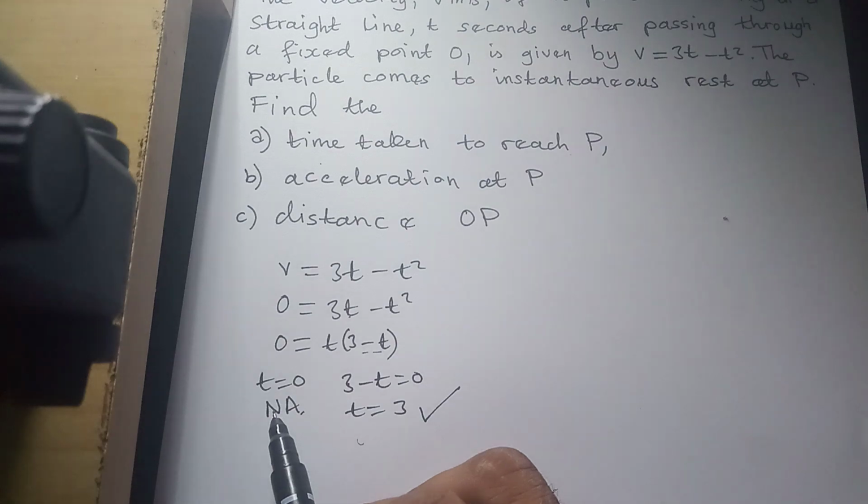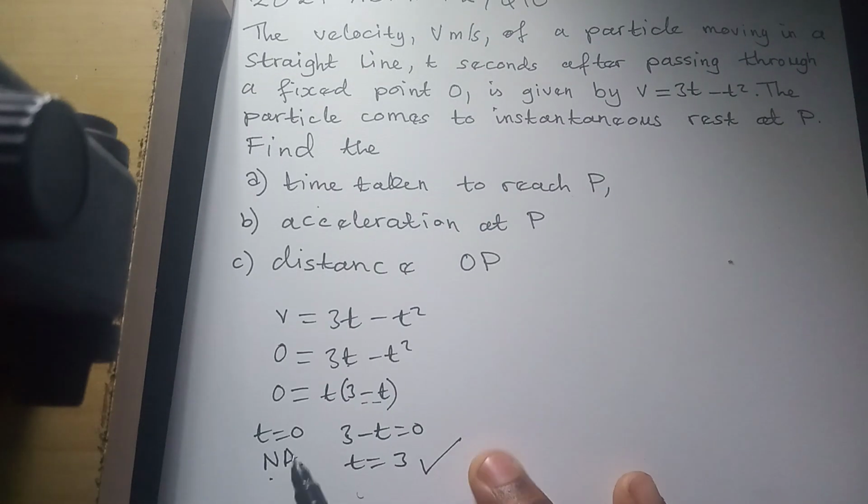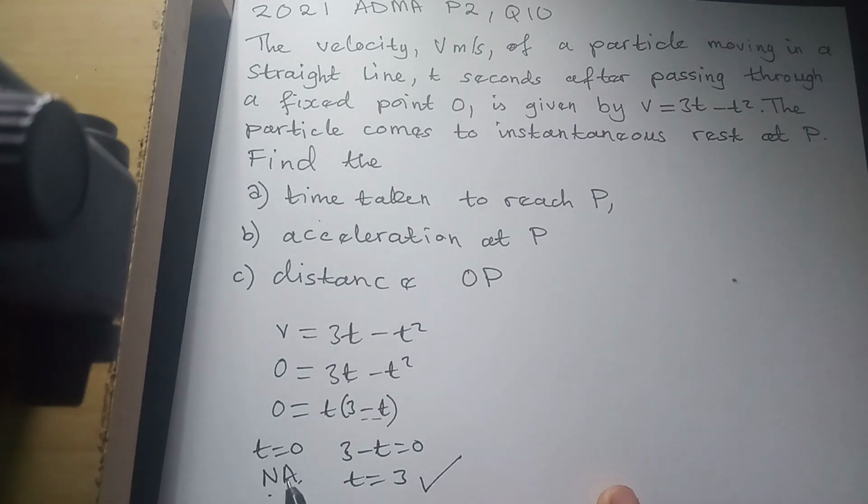Why is this one rejected? Because this is the time when the object is just getting started at the starting point. So this is like the origin. And then this is the only possibility.